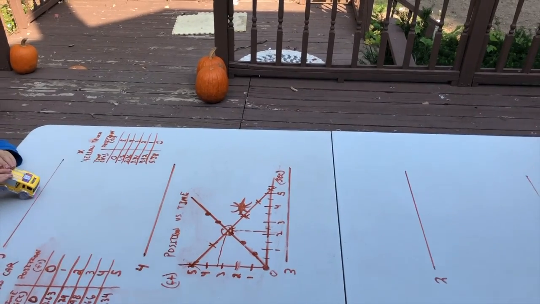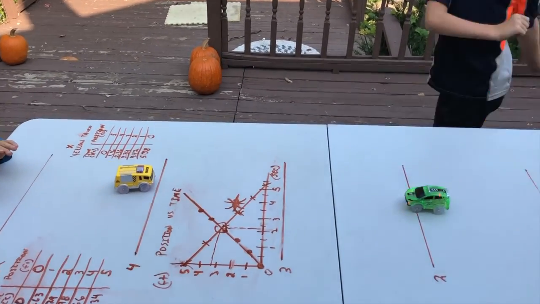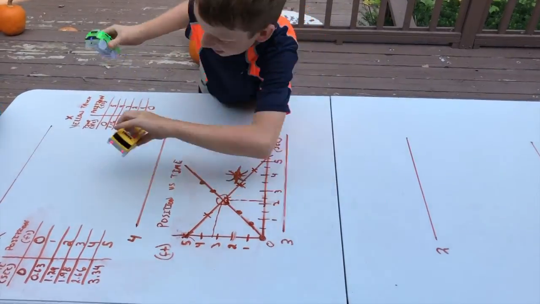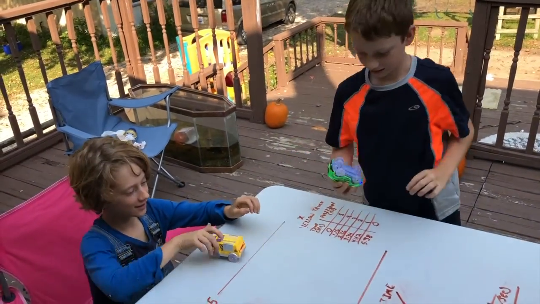3, 2, 1, go. Bullseye! We made it! What information are you gathering, and how are you using that information? What decisions are you making?